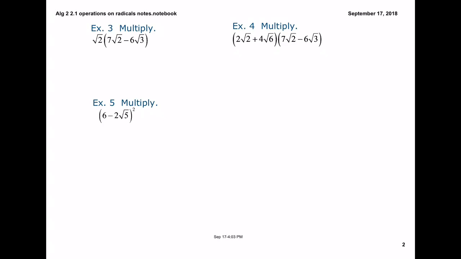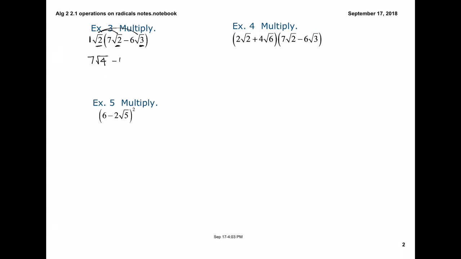Example number 3 is multiplication, so we are going to multiply the binomial by the square root of 2. We're going to multiply whatever's underneath the radical by whatever's underneath the radical in both terms. Whatever's on the outside, which is an invisible 1, we would multiply by what's on the outside of our radicals. So 1 times 7 is 7. Square root of 2 times square root of 2 is square root of 4.